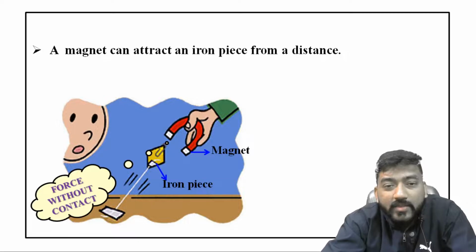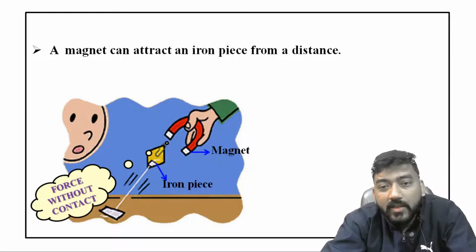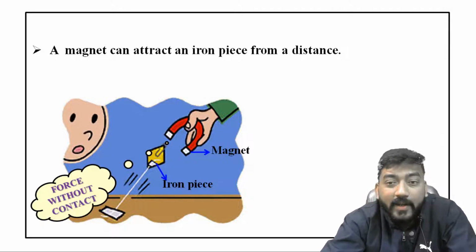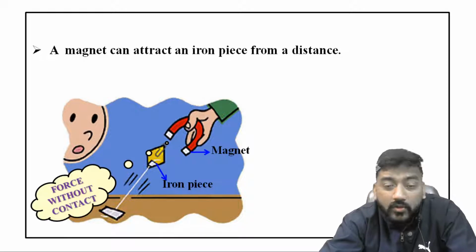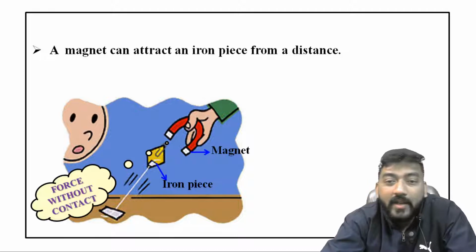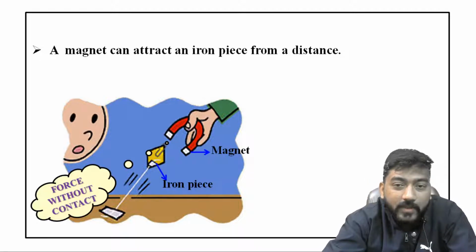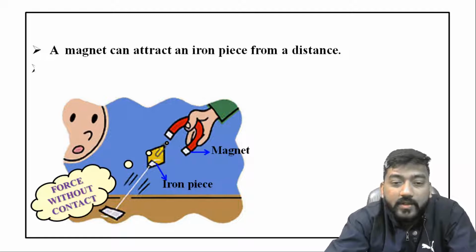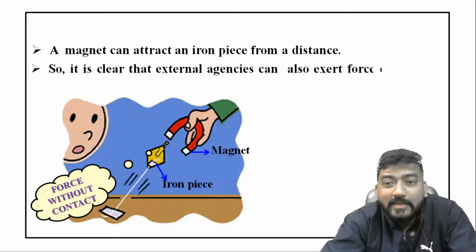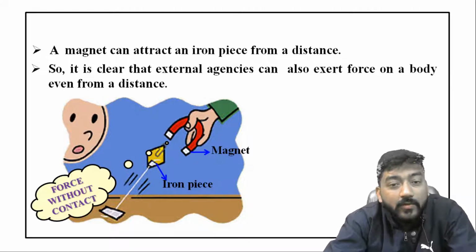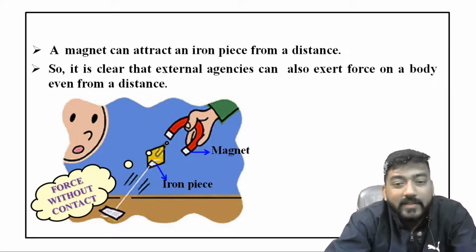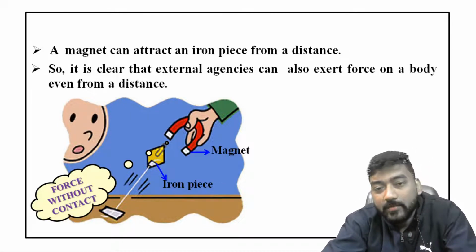So you can see from these examples that there are two kinds of forces: some forces need contact, and some forces need not contact. So two types of forces are there, obviously. One is contact force and one is non-contact force. And it is clear that external agencies can also exert force on a body even from a distance. A magnet and an iron piece always maintain a distance, but the magnet can attract the iron piece.